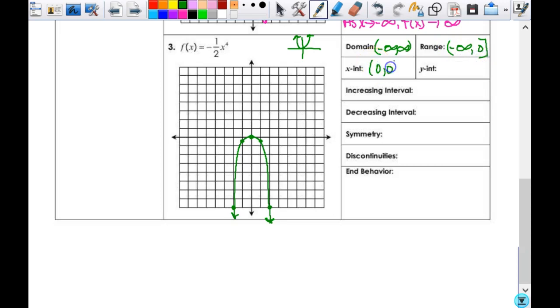X-intercept is 0, 0, so the y-intercept is 0, 0. You go ahead and fill in the rest. You should be able to fill that in without me.